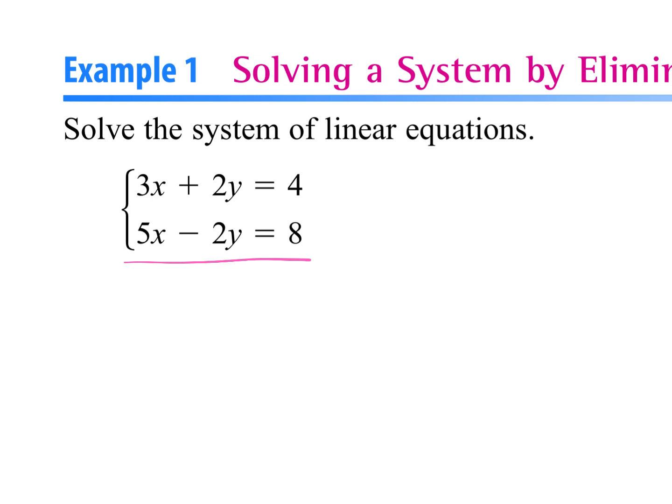So what's 3x plus 5x? 8x. What happens to the y's? Cancel. They get eliminated because it's the same number but opposites. And then 4 plus 8, 12. What would I do next? Divide by 8. So x is equal to 3 over 2 because we divide them both by 4. Simplify your fraction.